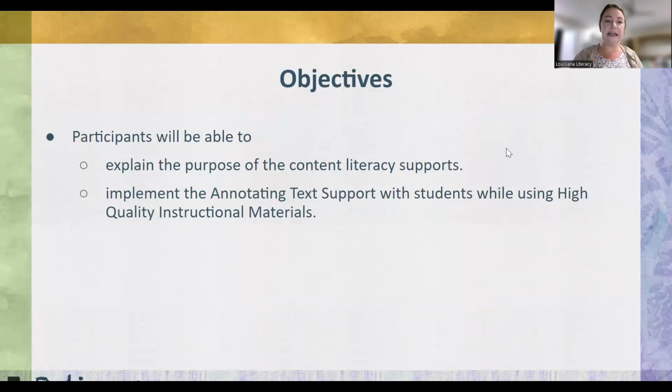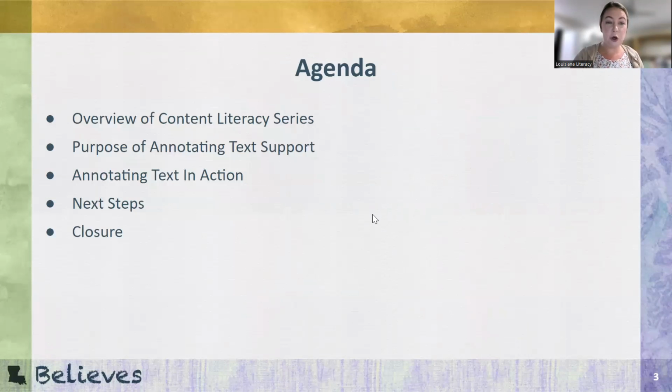Okay, so we have two objectives today. Participants will be able to explain the purpose of the content literacy supports, and you're going to be able to implement the annotating text support with students while using your high quality instructional materials. Our agenda is going to be an overview of the content literacy series, the purpose of the annotating text support, and then we're going to talk about how to use it. We're going to see it in action, some next steps, and a closure.